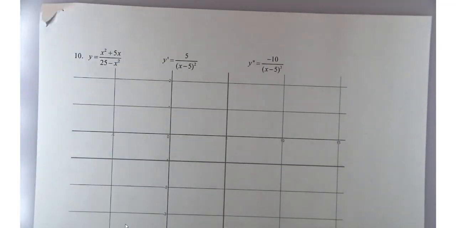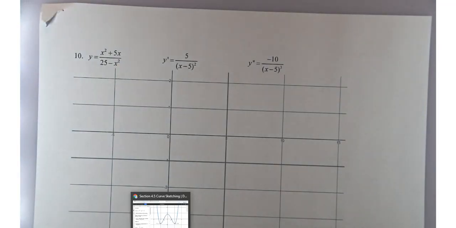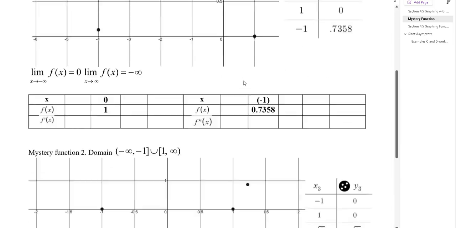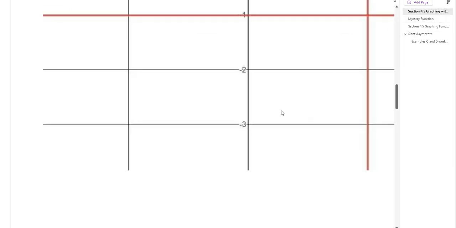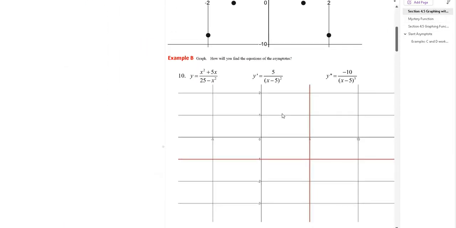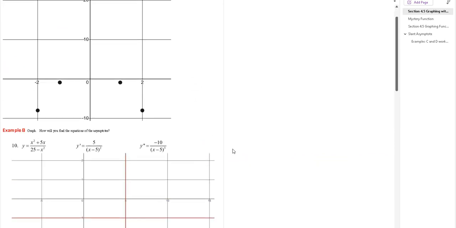I think this is the next one. Let's just double check on that. Yeah, there we go. All right, so example B.